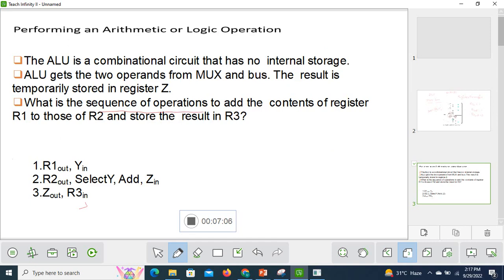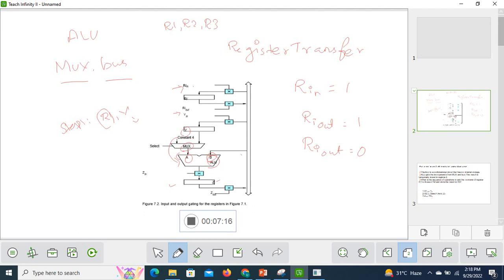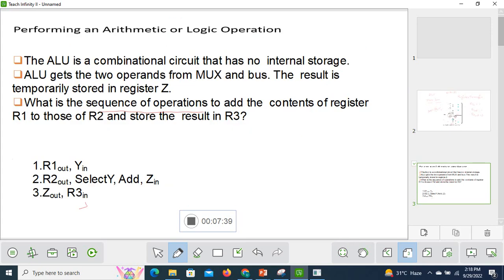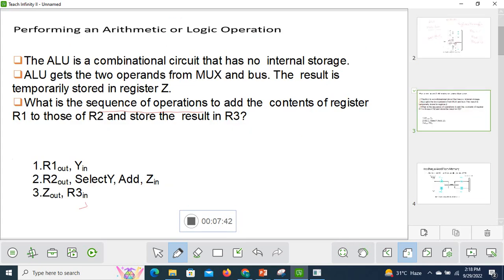So R1 out, Y in: we are getting two values. Then R2 out, select Y, add, Z in, with the help of multiplexers. Here we saw multiplexers are there, and we are getting another value B here, in parallel, and that is for R2. So R1 we are getting a value here, for R2 we are getting a value, and finally R3 is stored here. This is a simple understanding of this arithmetic operation. I hope everyone understands this. So we are moving to the next topic.